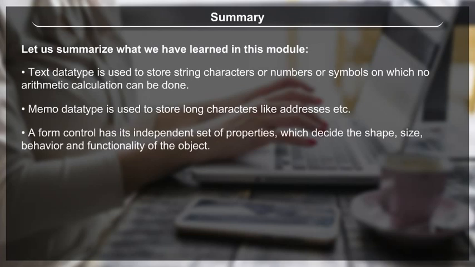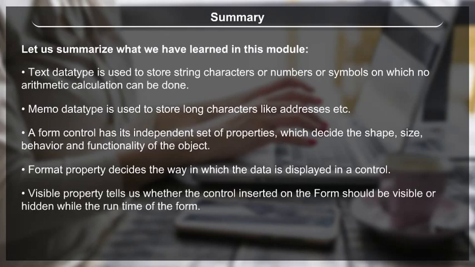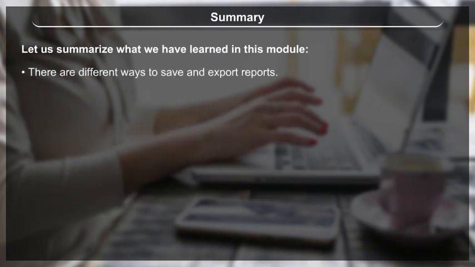A form control has its independent set of properties which decide the shape, size, behavior, and functionality of the object. Format property decides the way in which the data is displayed in a control. Visible property tells us whether the control inserted on the form should be visible or hidden during the runtime of the form. There are different ways to save and export reports.